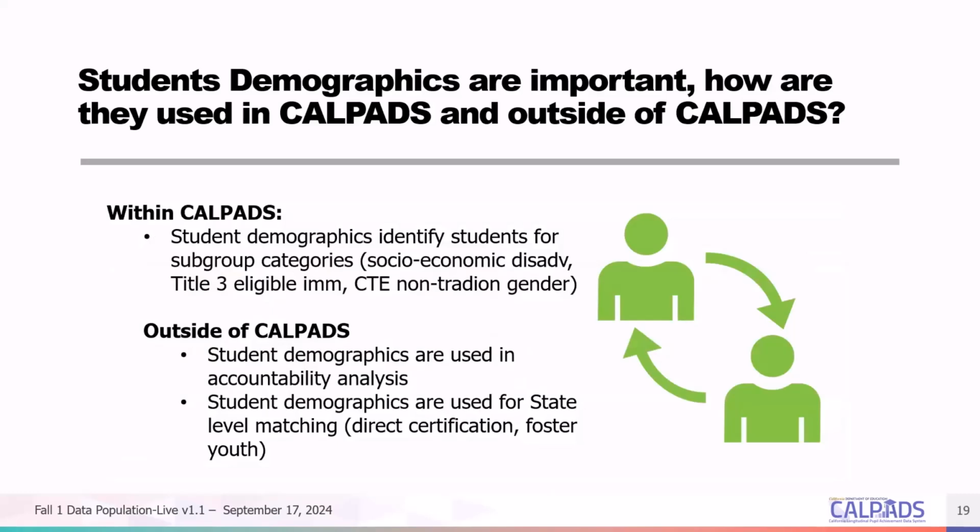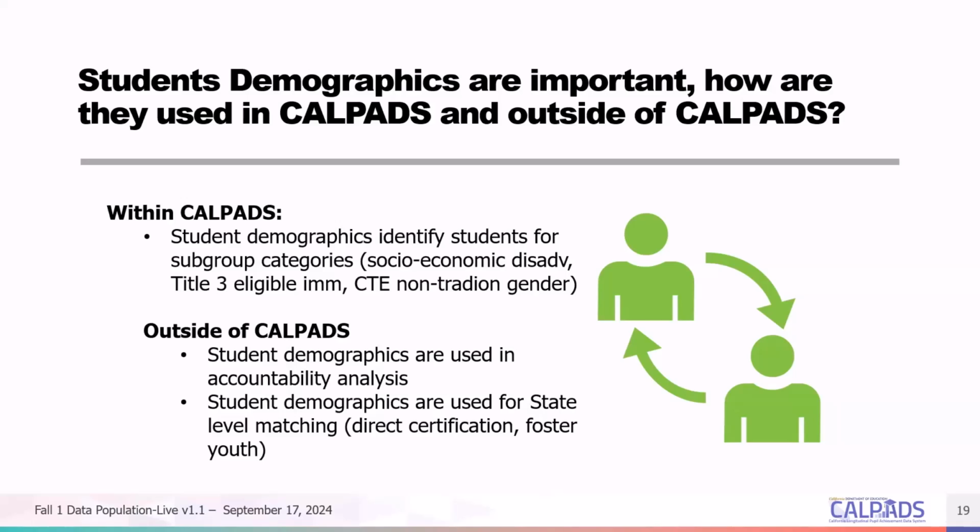All right, so this is our explanation of how it's used inside and outside of CALPADS, and we're hoping that these uses themselves will highlight the importance of SINF records. Within CALPADS, SINF records are used to identify students in certain subgroup categories. For example, socioeconomically disadvantaged, Title III eligible immigrant, and non-traditional gender. Non-traditional gender is a designation for CTE participants and completers. And then outside of CALPADS, the SINF records are used for state-level matching with direct certification of foster youth. And we did get matching from Diane in chat here. And for accountability purposes with oversight agencies and with the CDE.